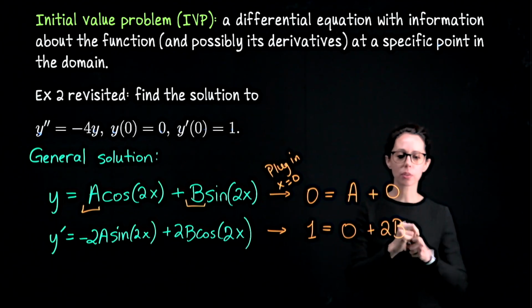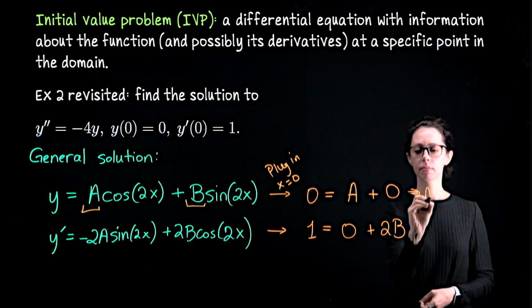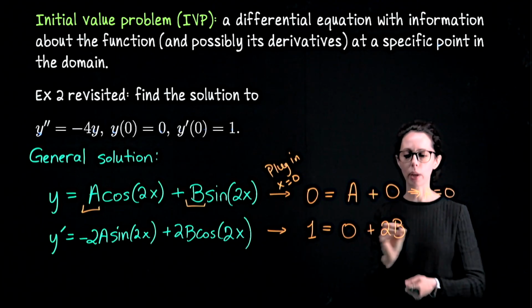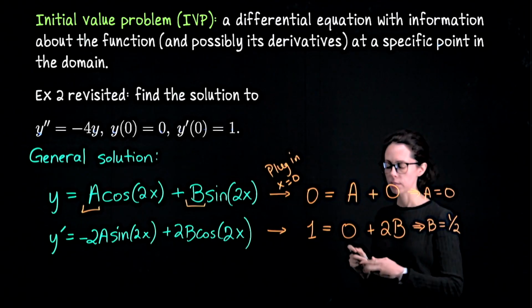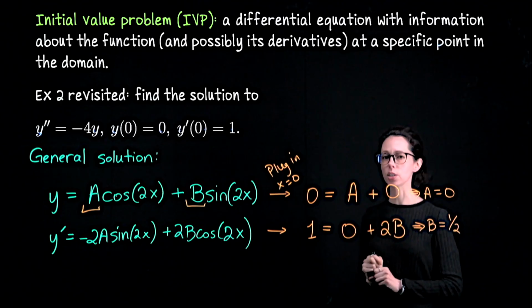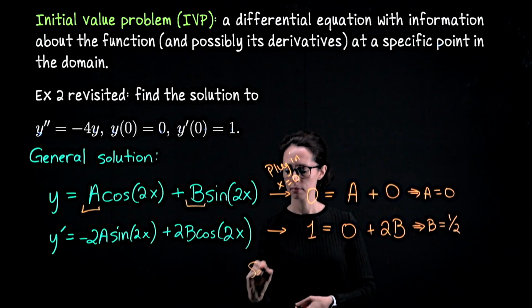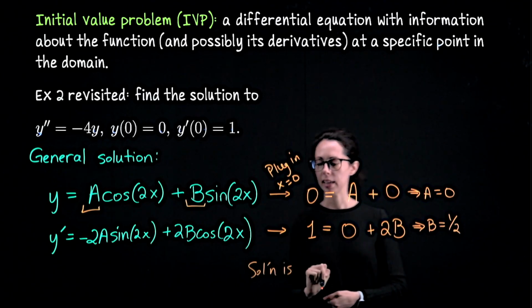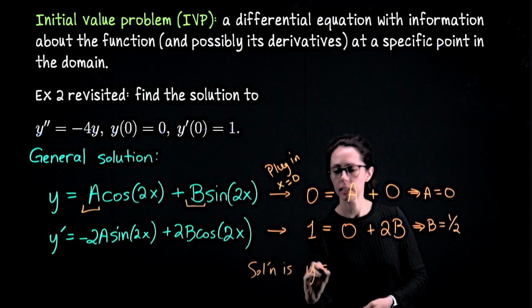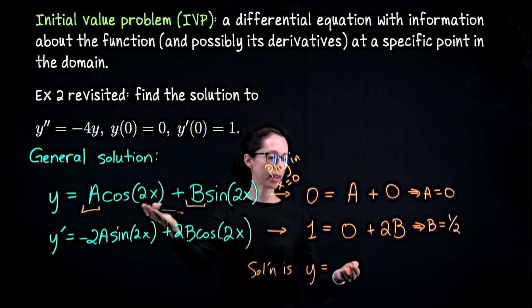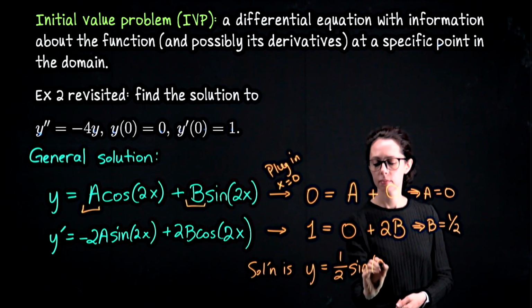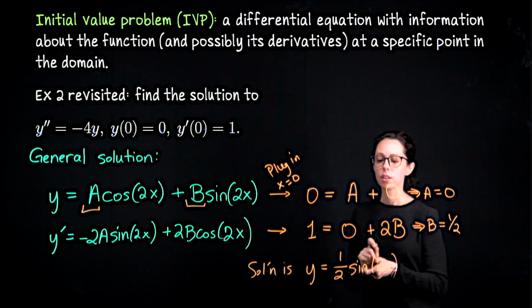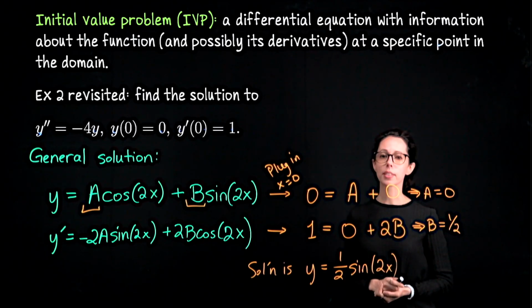We know that a equals 0 and b is 1/2. So therefore, the solution to this initial value problem is y equals 0 cosine 2x plus 1/2 sine of 2x. So this function is the solution to this initial value problem.